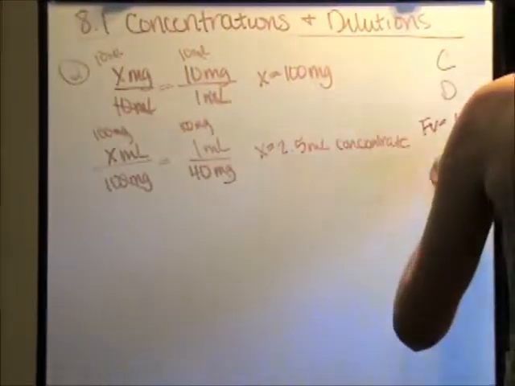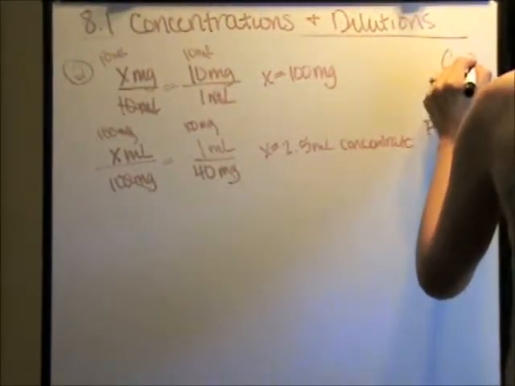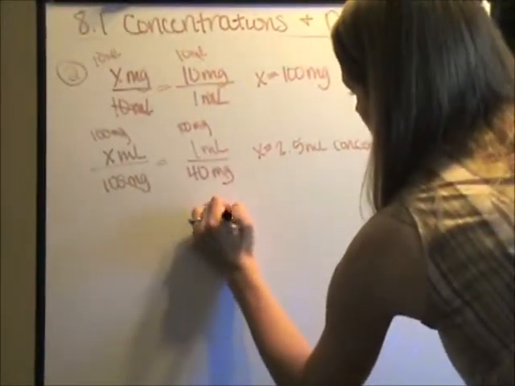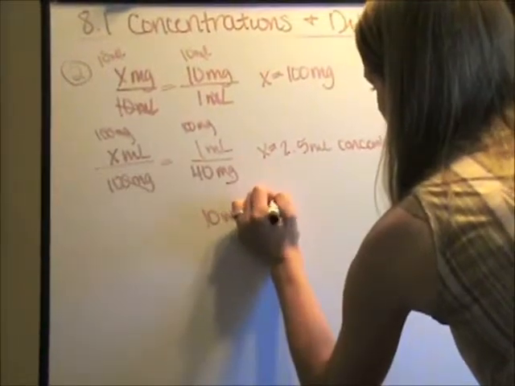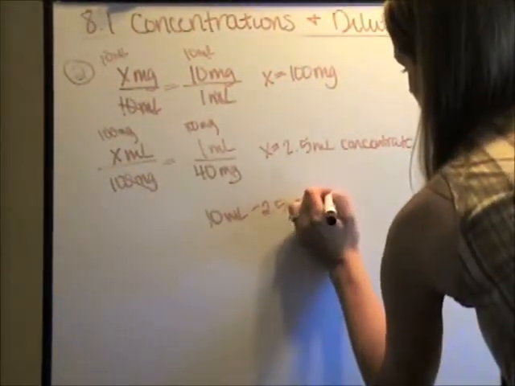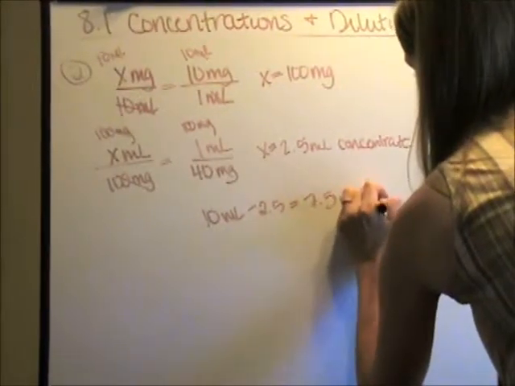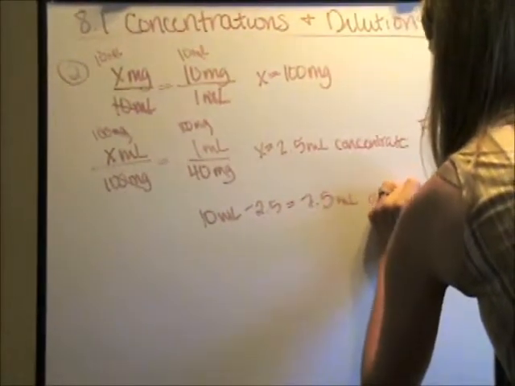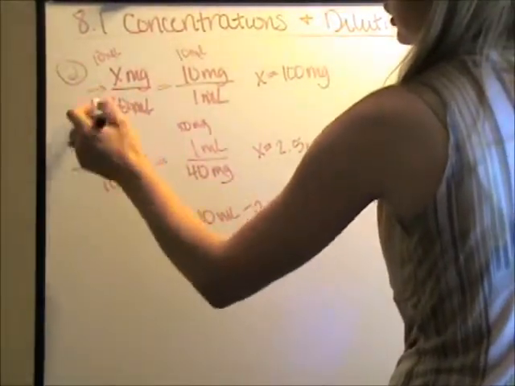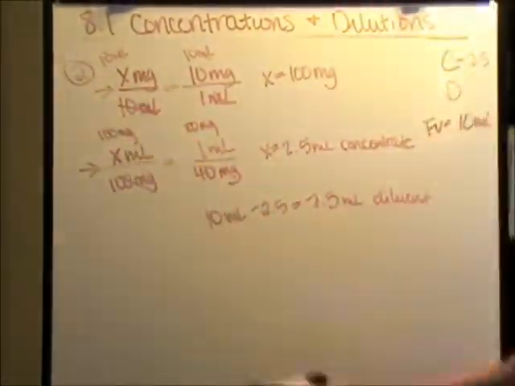So we know our concentrate now, and we know our final volume. So we can take 10 ml minus our concentrate, and that's going to give us our diluent. So it's just a matter of being comfortable setting up your proportions to find your grams and your milliliters.